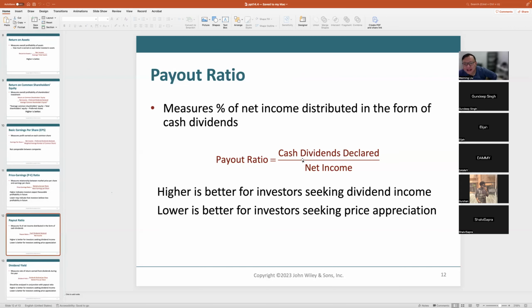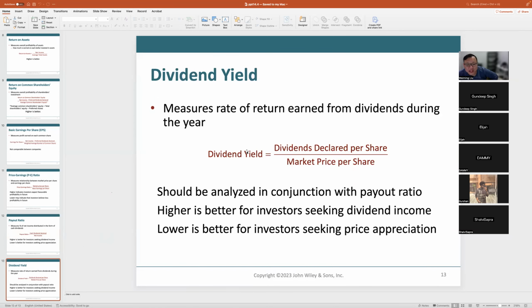Payout ratio is the cash dividends declared divided by net income. We talked about this at the very beginning of the lecture. And dividend yield is the dividends declared per share divided by market price per share. We also talked about this in the beginning. For each share, how much dividend is declared, divided by the market price per share.